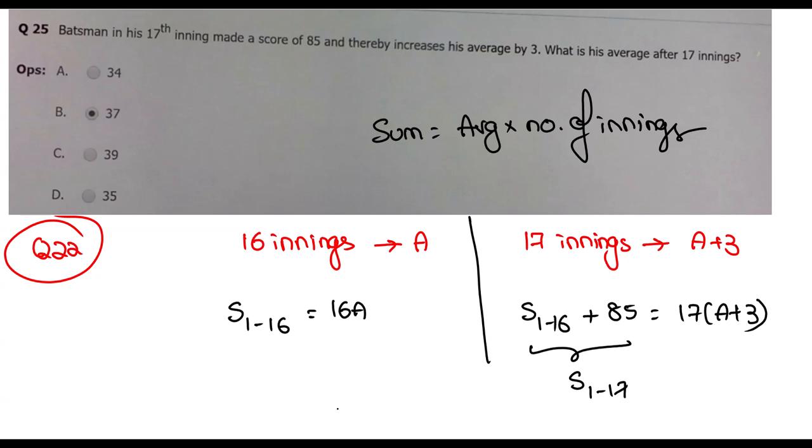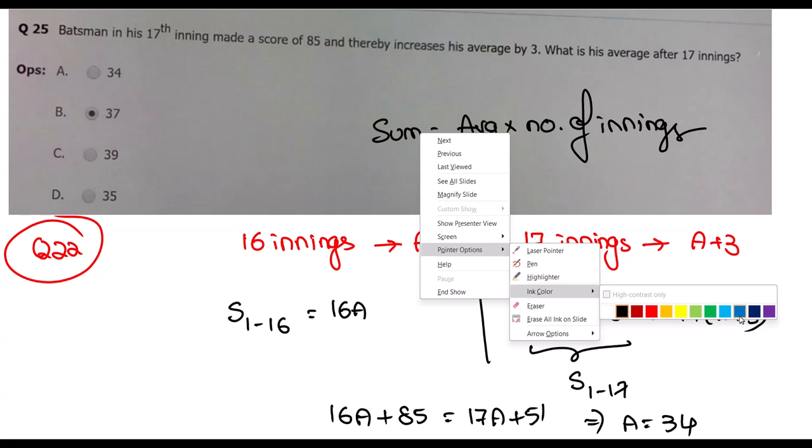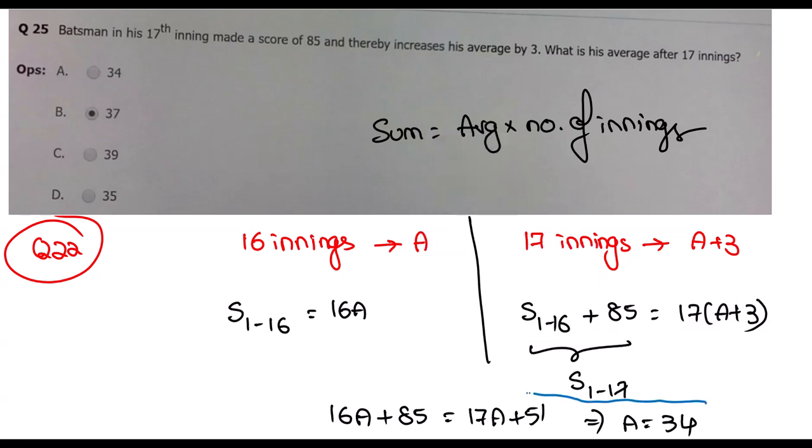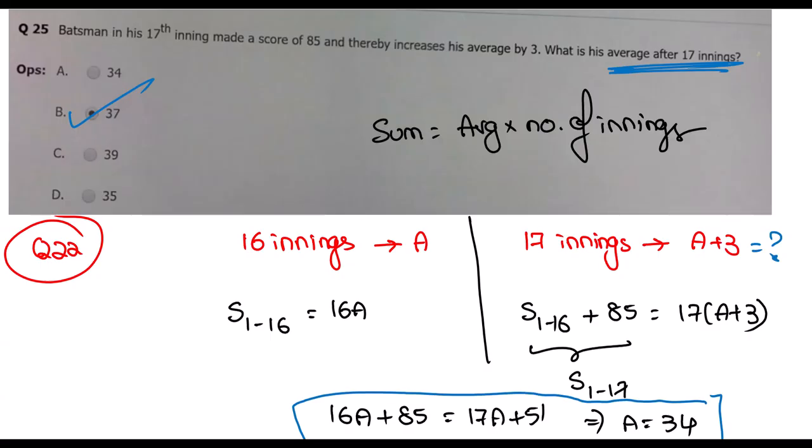I know S1 to 16 is 16A, plus 85 equals 17A plus 51. I can say A is equal to 34. Sir, option 34 is available, but the answer 37 is correct, because the question asked for A plus 3. After the 17th innings, 37 is correct. Remember: sum equals average into number of innings, number of terms.